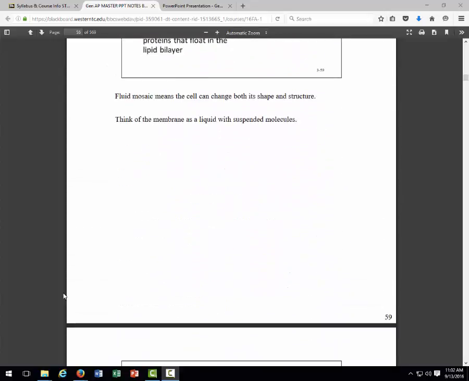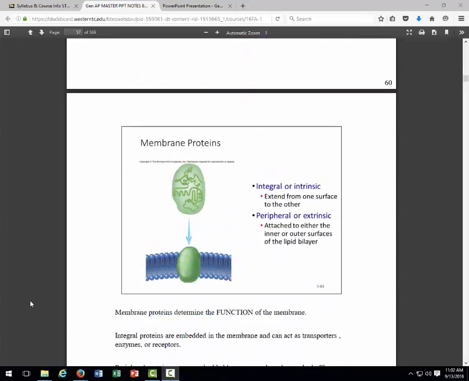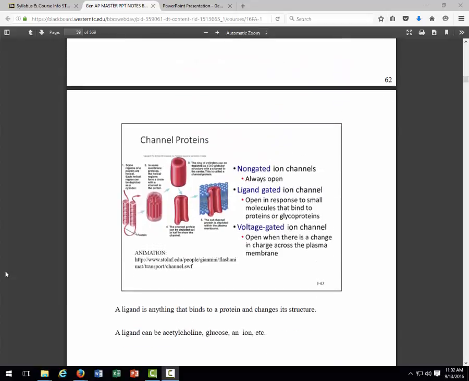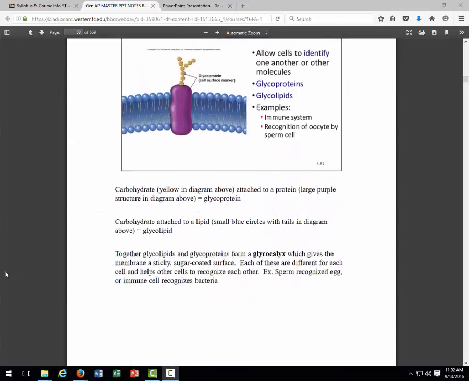All right, so then we're going to scroll through this here and talk about movement across the membrane. There are 2 types of channels in the membrane.